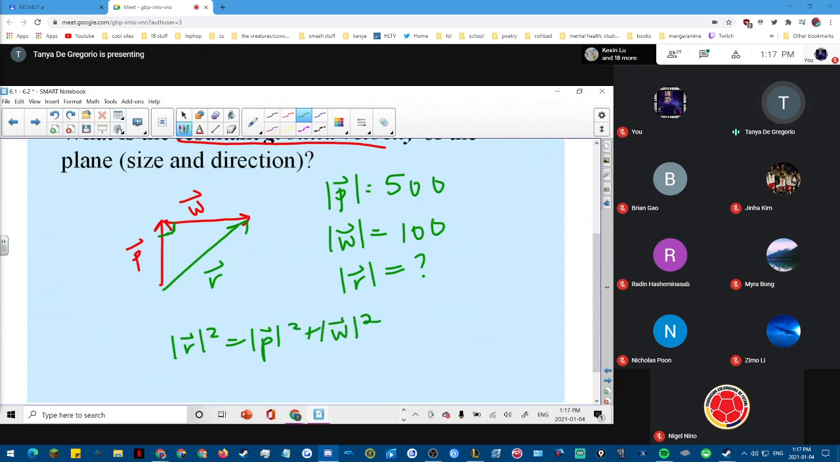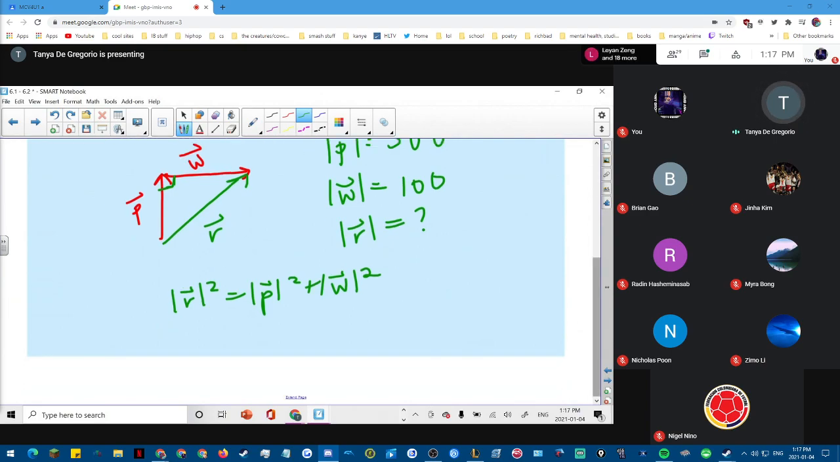Please notice the notation, guys. I do expect you to use this notation. Solving for the magnitude of R. I have 500 squared. That's 100 squared. And you can go ahead and give it to me to one decimal place, please.